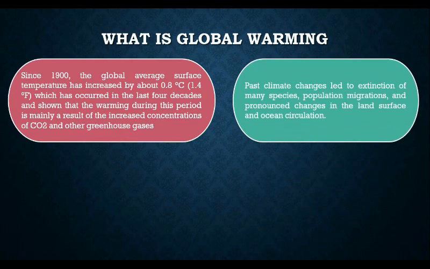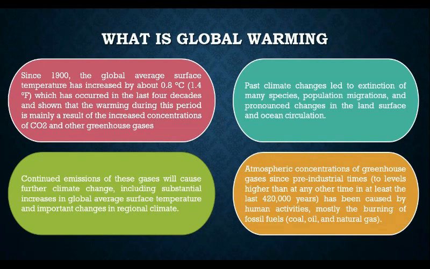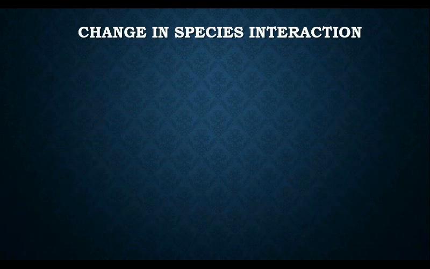Past climate change led to extinction of many species, population migrations, and pronounced changes in the land surface and ocean circulation. Continued emissions of these gases will cause further climate change, including substantial increase in global average surface temperature and important changes in the regional climate. Atmospheric concentration of greenhouse gases since pre-industrial times has been caused by human activities, mostly the burning of fossil fuels.